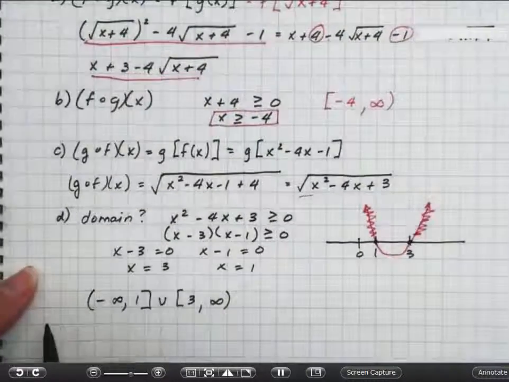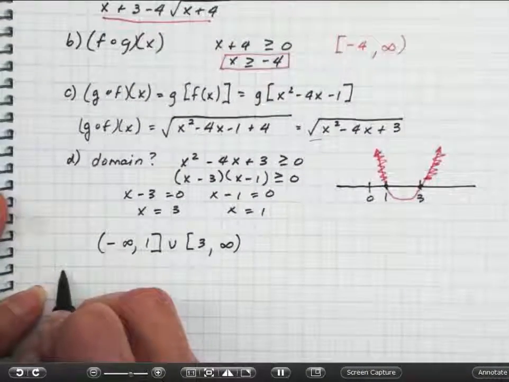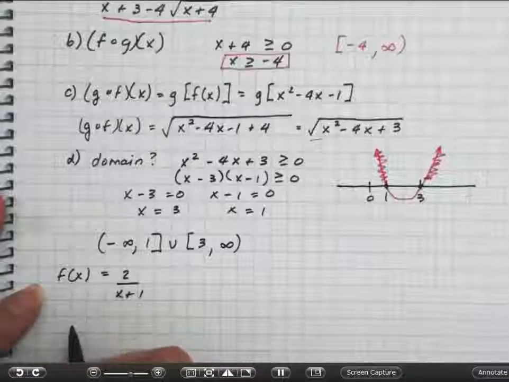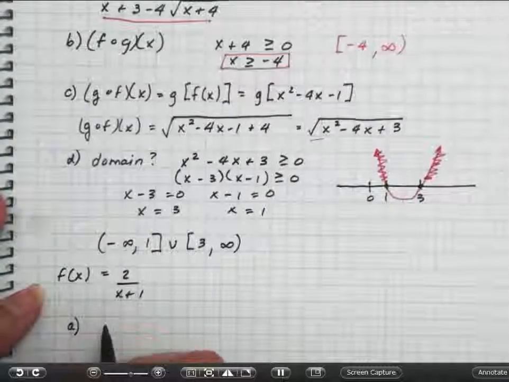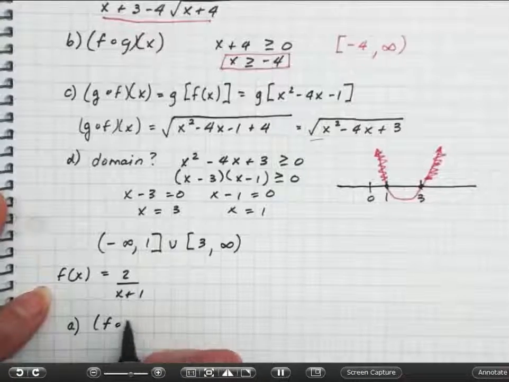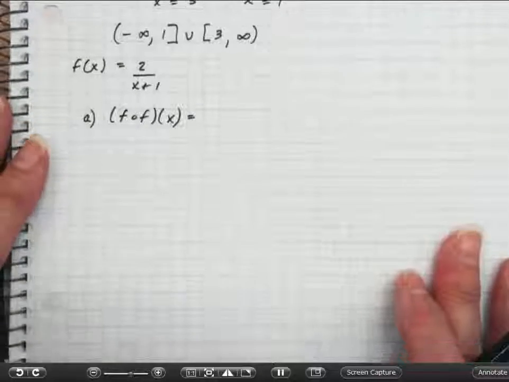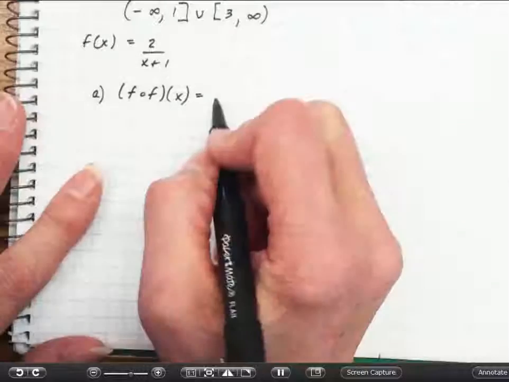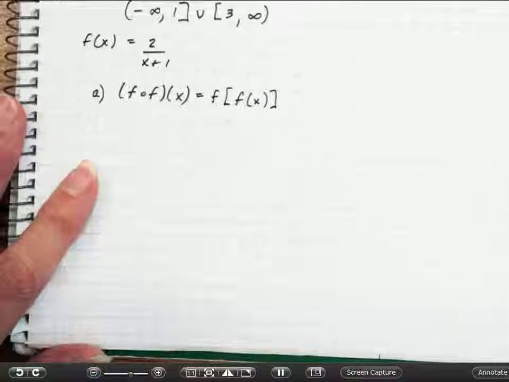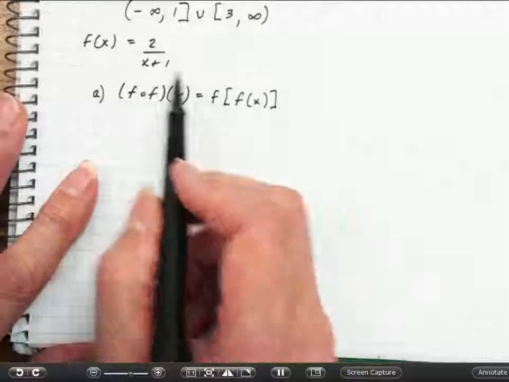We're given the function f of x equals 2 over x plus 1. And the first step says we need to simplify, find and simplifying f of f of x. So rewriting that with my square brackets, it's going to become f square bracket f of x square bracket. Makes sense to everyone so far? Okay, and what's f of x? It's this expression right here.